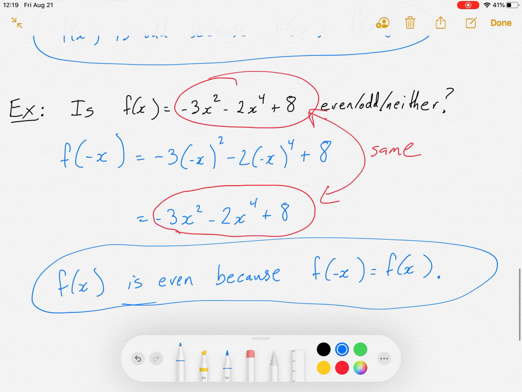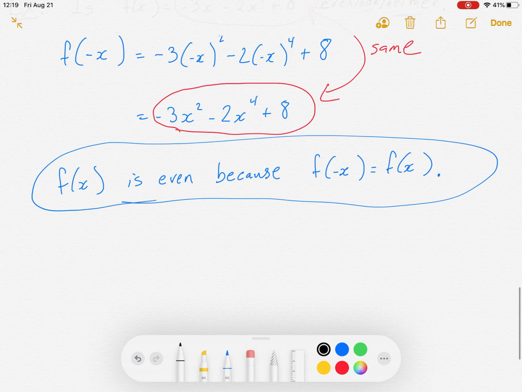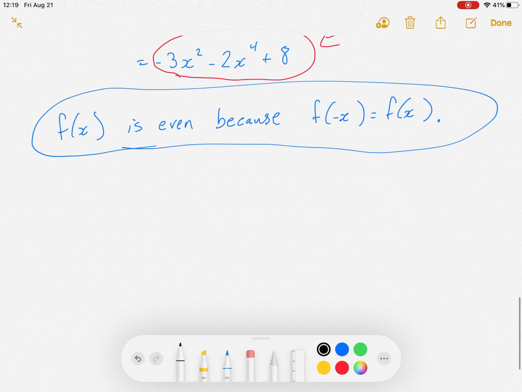Notice I actually stopped once I got to even. I don't even have to check odd, and I definitely don't have to check neither. So a function is almost never going to be even and odd. There is one function that would work, and that's the line y equals 0. But other than that, I don't think anything works. So once you find that it's even, you can stop. Let's try another one and make it have a few more steps to it.